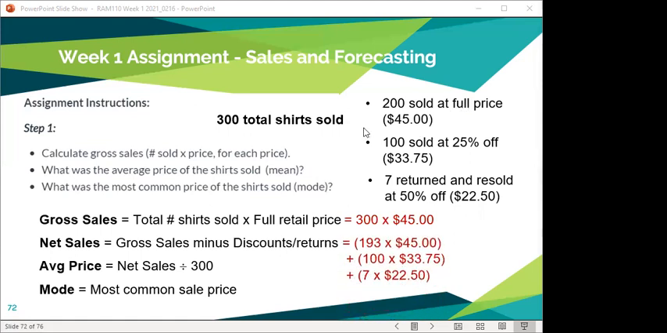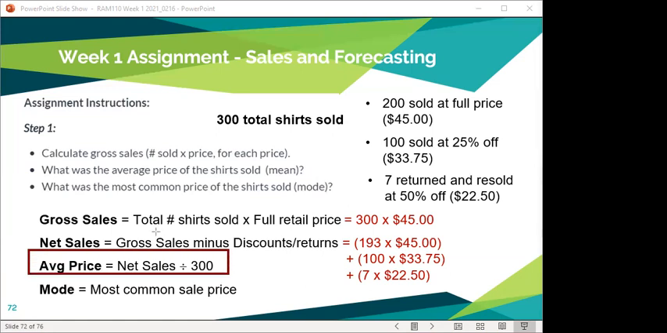And so we had 193 shirts sold at full price. And now, Mr. A, wasn't it 200 shirts that sold at full price? Yeah, but we have to take into account that 7 of them were returned. Okay, 7 of them were returned. So we're going to do this inductively. We're going to calculate how much money came in the door: 193 shirts times 45, and then 100 shirts times 33.75, and then the 7 shirts that were returned were resold at $22.50. So if you calculate that, you'll have your net sales. And then just your net sales divided by 300 gets you your average price. So let me mark that to make sure that's clear.